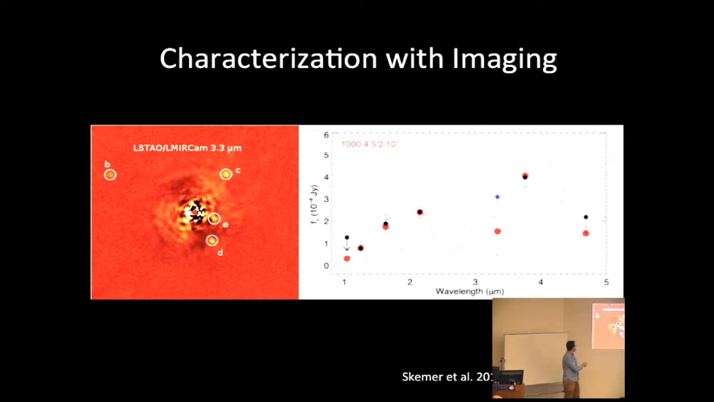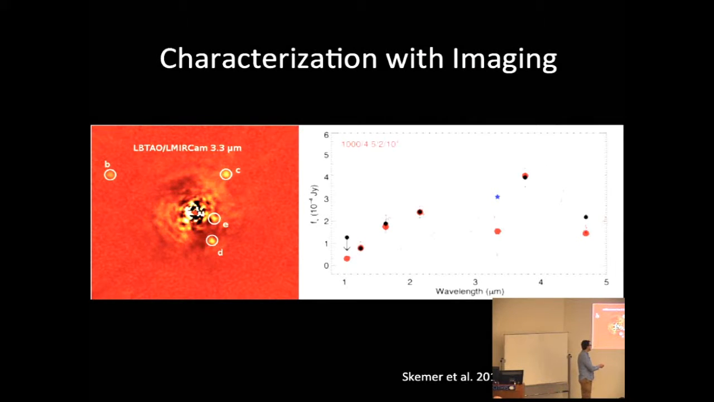So here's an image that we took in 2012, and around the same time, Mark Marley, who's in the back of the audience, had some atmosphere models that he was using to try to explain mostly the near-infrared photometry points. So the black points are data, and the red points are model photometry. But you can see that in the thermal infrared, these models were off by quite a bit.